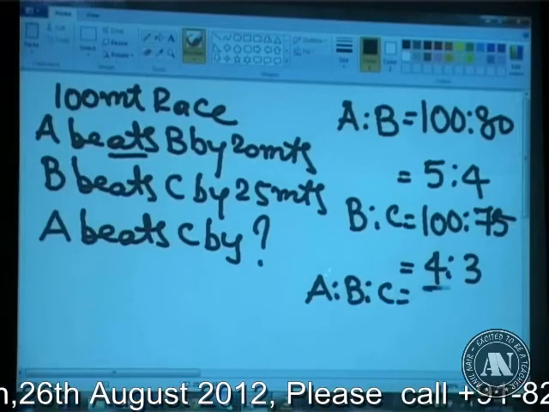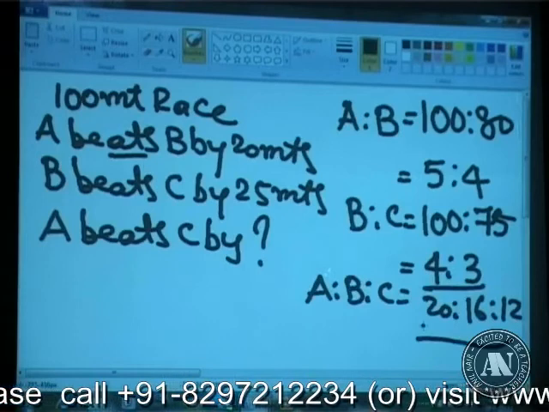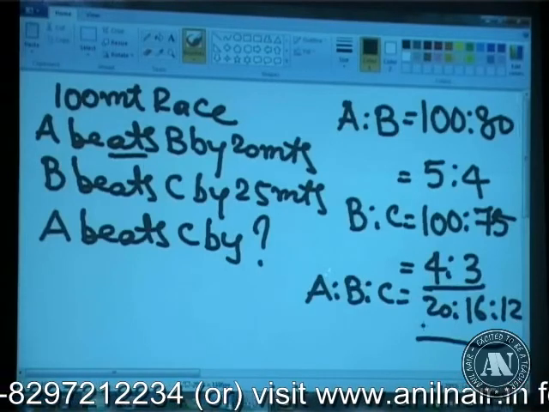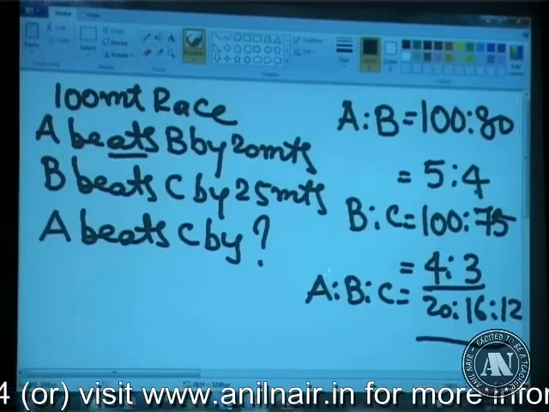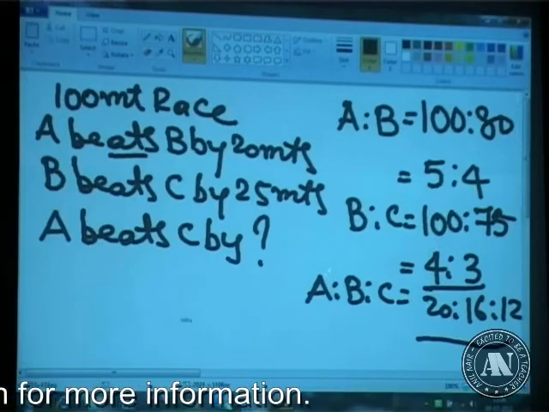5 fours are 20, so 20, 16, and 12. Agreed? Compound ratio, just now we did. To get the first term, multiply the first terms. To get the last term, multiply the last terms. Clear? What do you mean by 20 is to 16 is to 12?